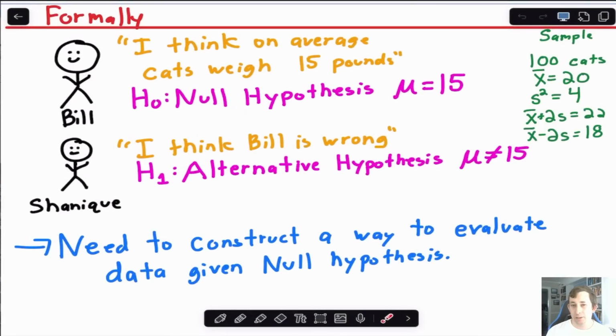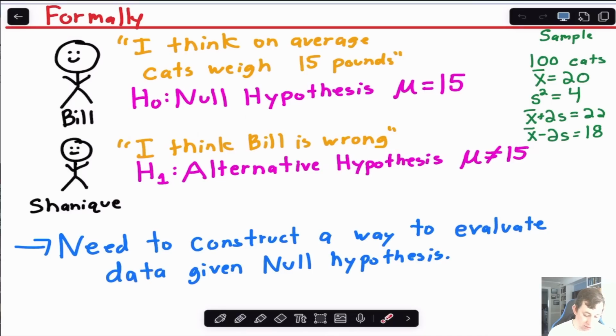And so all we're going to do is put more formal language on this argument between Bill and Shanique. Where Bill says, I think on average cats weigh 15 pounds, we're going to call it H0. That's going to be the null hypothesis. The null hypothesis means that the population average of cats, or mu, is equal to 15. You can have a lot of different null hypotheses, and that'll change depending on what sort of hypothesis testing we're talking about. But in this basic example, the null hypothesis is that the average weight of cats is 15.